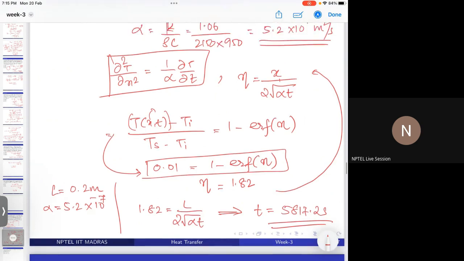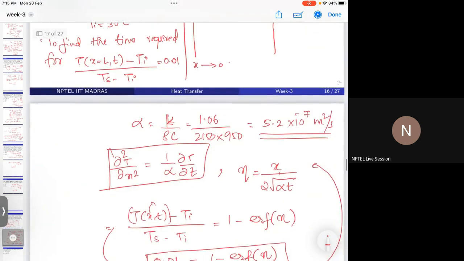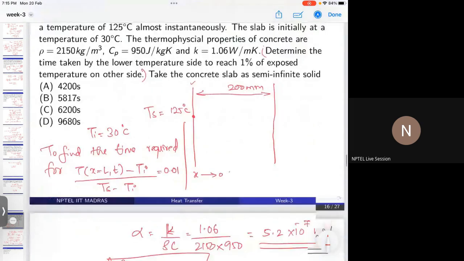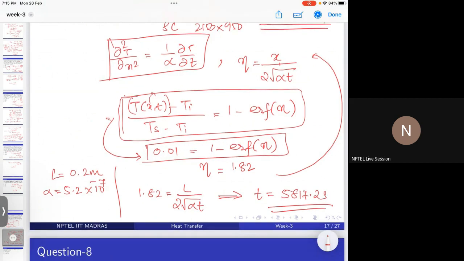Okay, if you have any doubt, you can refer back to the lecture on this infinite slab, how we got this equation, how it was discussed already in the lecture. That's why I'm not repeating it again. Or you can refer to any standard heat transfer textbooks. This derivation is clearly mentioned.